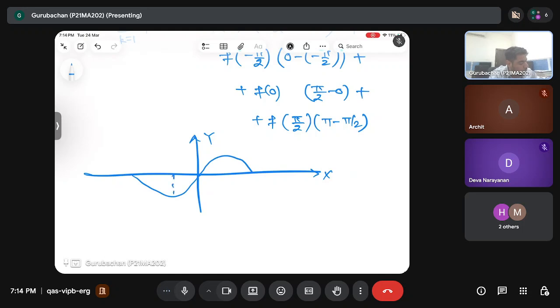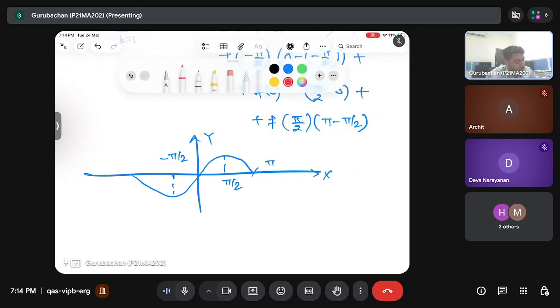So this is your minus pi by 2, this is your pi by 2, this is your pi. So in minus pi to pi by 2, the interval is, the functional value is, what is f of minus pi? 0. Sin of minus pi is 0. So there will be only a line, there will be no rectangle. At minus pi by 2 it is minus 1. So this will be your rectangle.